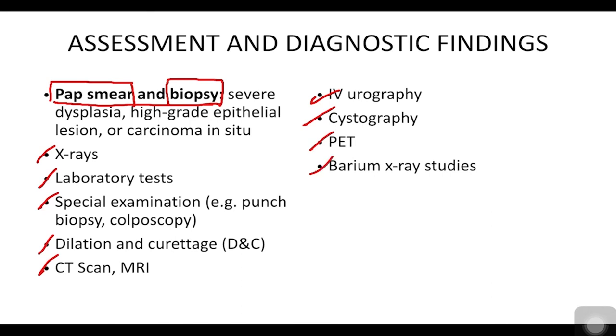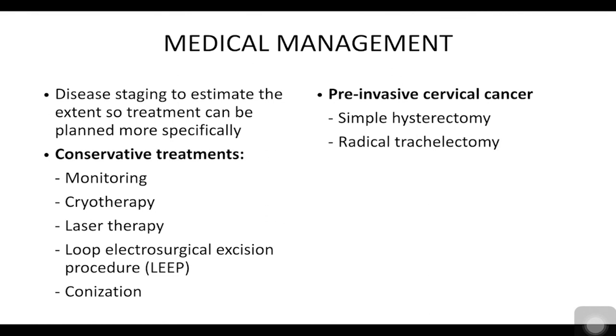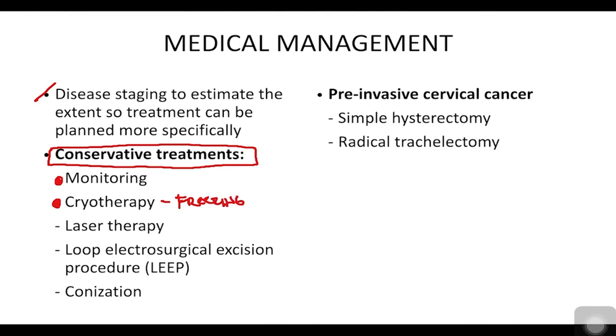For the medical management, initially this is staging to determine the extent of treatment and for further planning. Then we have also conservative treatments because usually it is diagnosed at a late or advanced stage. You have to monitor it. Monitoring, usually testing. Okay, we have your cryotherapy. This one is the freezing. They put it in a cold place or they induce cold therapy in that area. Laser therapy. We have also loop electrosurgical excision procedure. Conization for pre-invasive cervical cancer, simple hysterectomy, where parts of the reproductive system are removed, and radical trachelectomy. Okay, we'll be discussing that later.